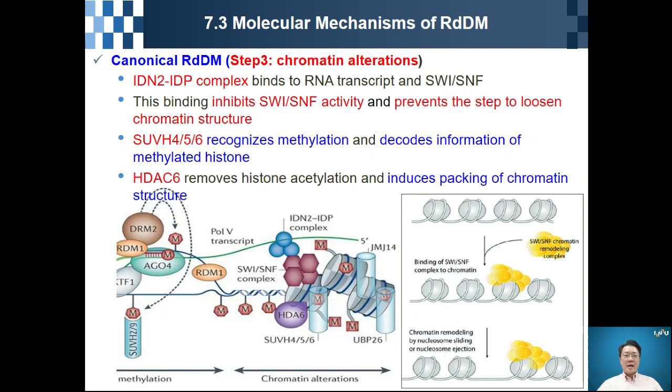So in this slide, I will explain the final step in the canonical RdDM. We call this step the chromatin alteration step. In the final step, the IDN2 IDP complex, the blue complex, binds to the RNA transcript and the SWI/SNF complex together. This binding inhibits SWI/SNF complex activity.